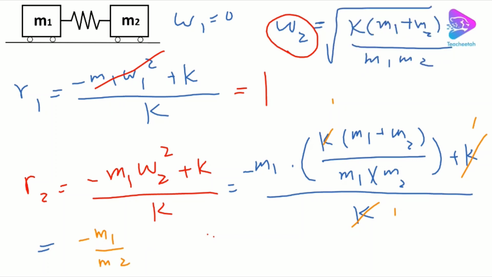And then basically, this is minus 1 plus 1, like the one here. So we get minus m1 divided by m2, right? This is very interesting because we found it as you can see here. If you want to double check, just try to expand the brackets and calculate. So now we found the two mode shapes.